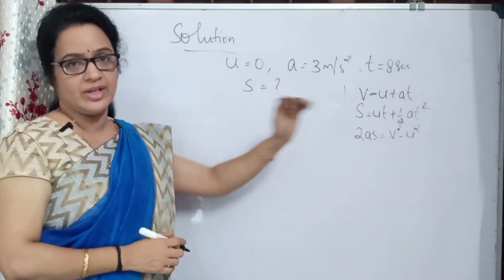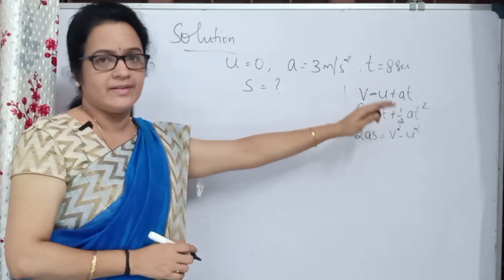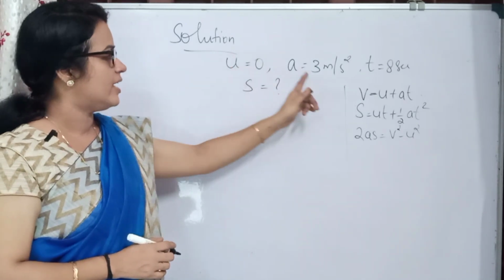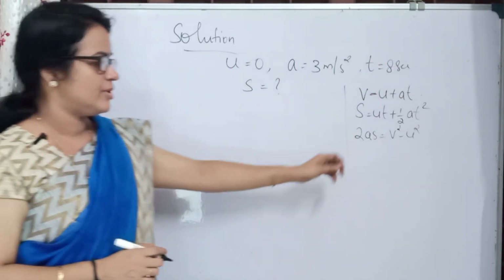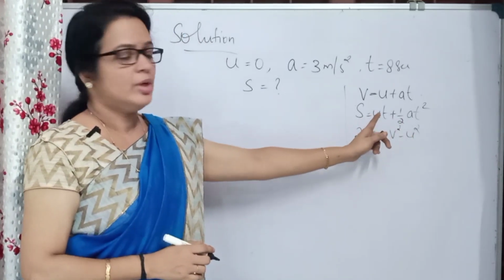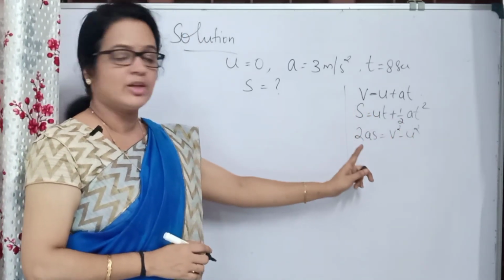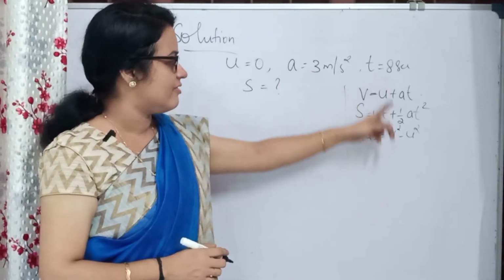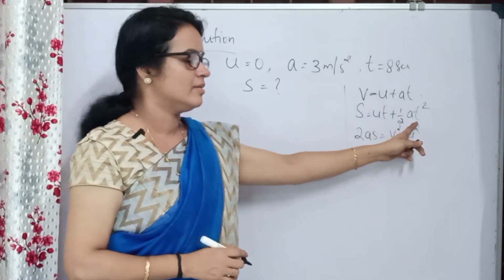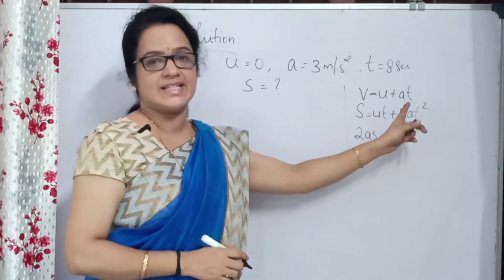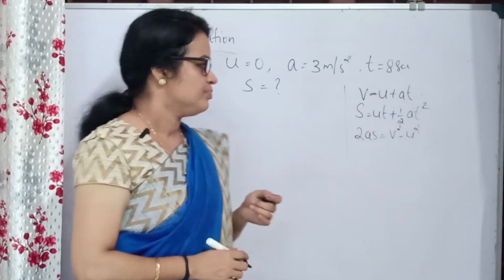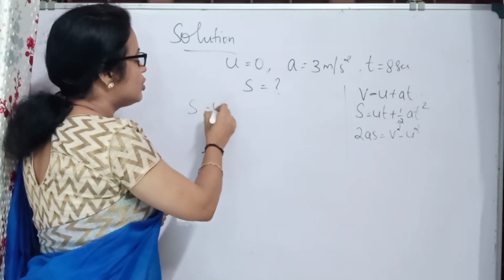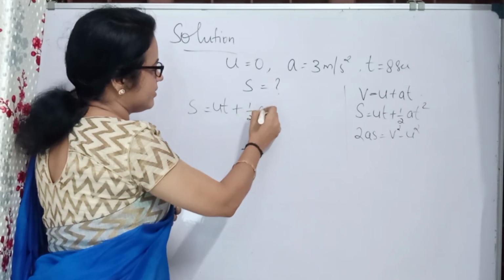Now we can look into the equations. What data do we have here and which can be used? Here we have to find S. We have U, A and T. So which equation can be used from here? Since we have U, T and A, and only S has to be found, we can use the second equation. That means S is equal to UT plus half AT square.